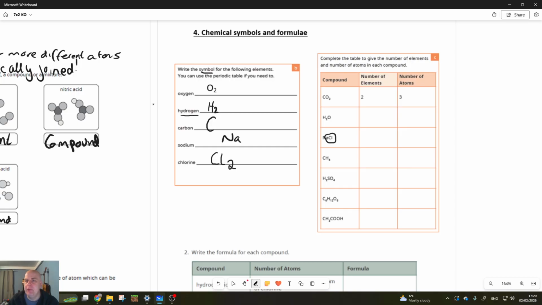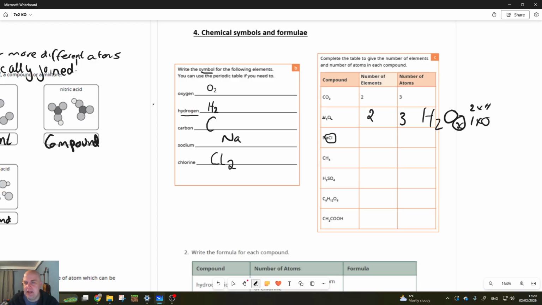Okay, now over here it says complete the table to give the number of elements and number of atoms. So remember, our elements are the capital letters here, so 1 and 2. There are 2 elements in H2O, and there is 2 plus 1, so 3 atoms, because remember, in H2O we have 2 H's, and there's no number here, which means 1 O. Okay, no number. Nice.